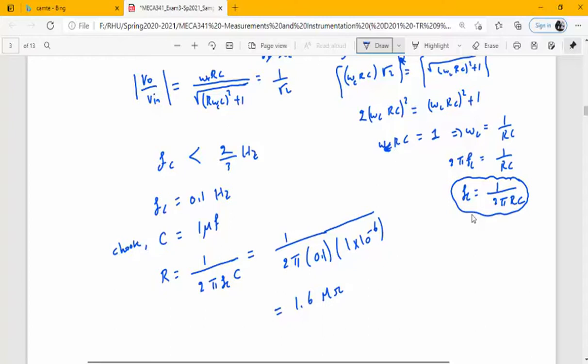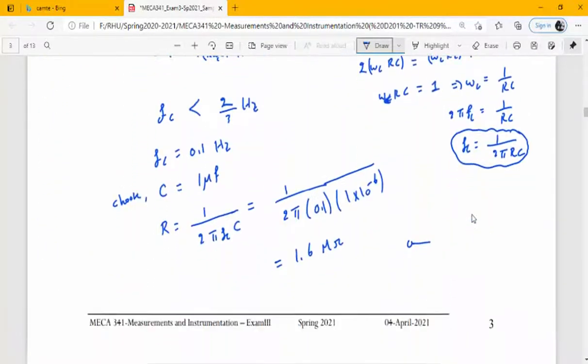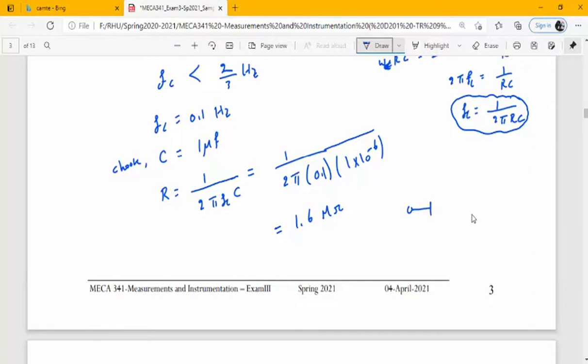Alright, so our filter, the high pass filter, will become like that. We choose a capacitance of 1 microfarad and a resistance of 1.6 mega ohm. This is the input signal, and this is the output signal.